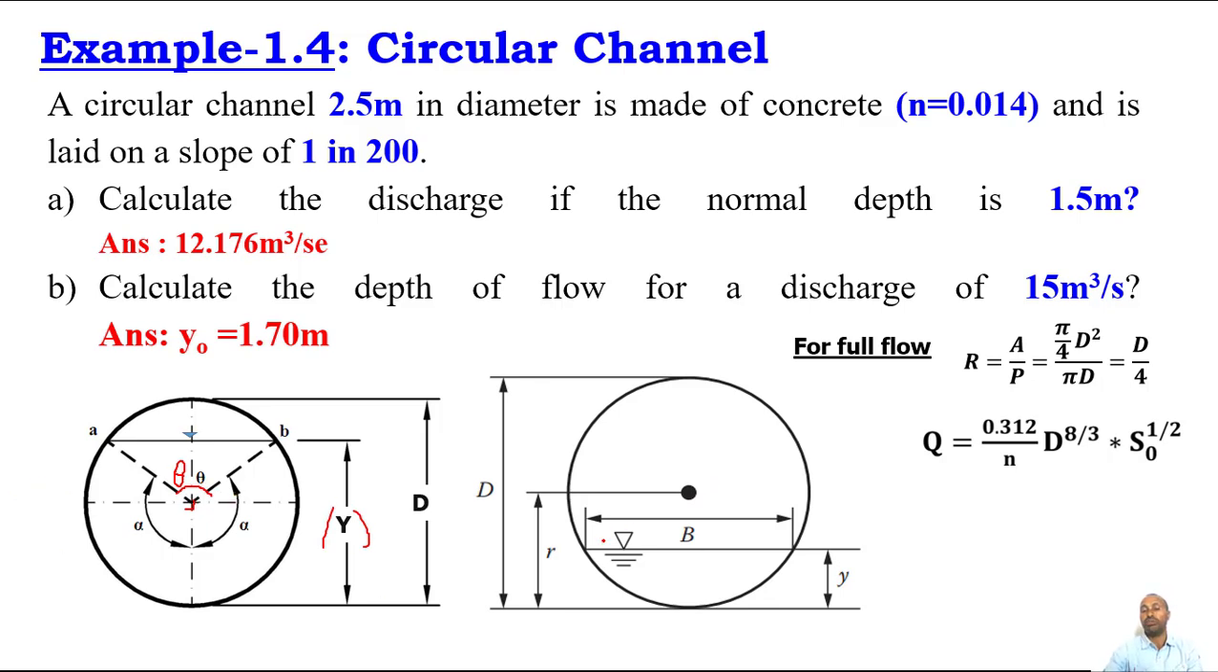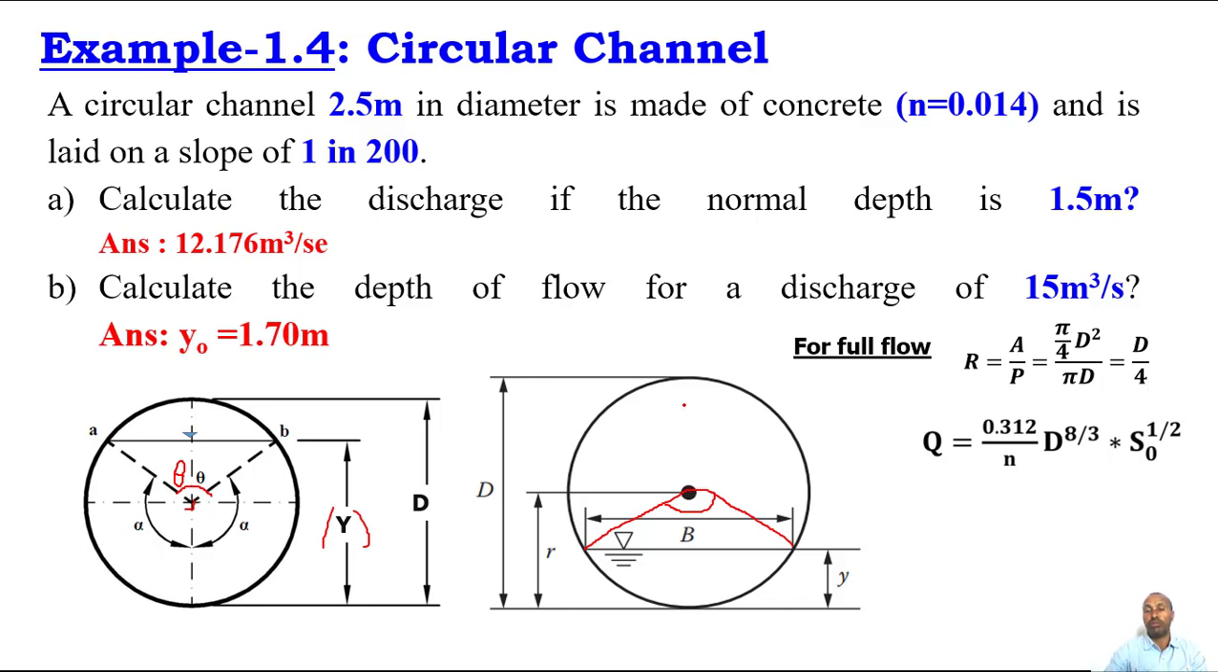So sometimes it may be below. If it is below, the angle subtended by the water surface will be at this point. This is 2 theta, which is the angle. So y is smaller than r. But here y is larger than r. So we will have some calculation steps.